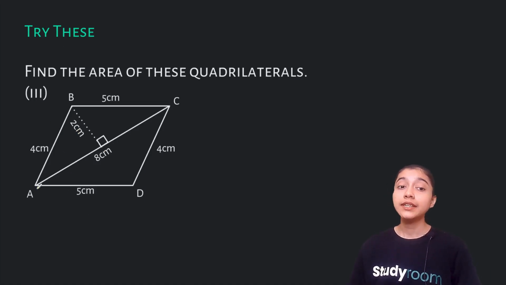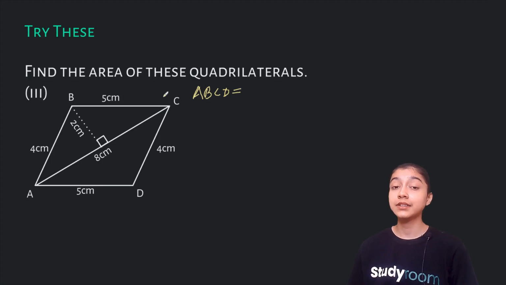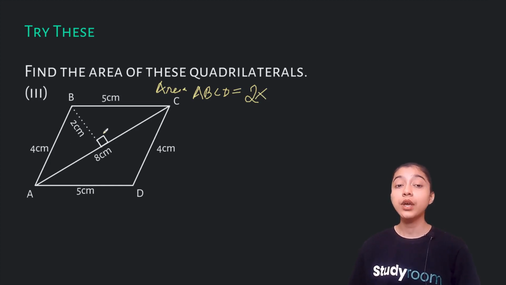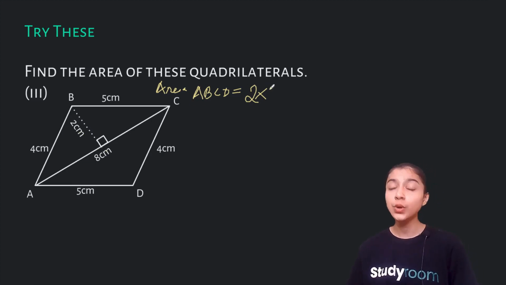Now we know that the diagonal of the parallelogram divides the parallelogram into two congruent triangles of equal area. So in order to calculate the area of parallelogram ABCD, we can also write that the area of parallelogram ABCD is equal to 2 times the area of this triangle ABC, because it divides the parallelogram into two equal triangles. So if I calculate the area of one triangle and multiply it with 2, it will result in the area of the parallelogram. So it will be 2 times the area of triangle ABC.